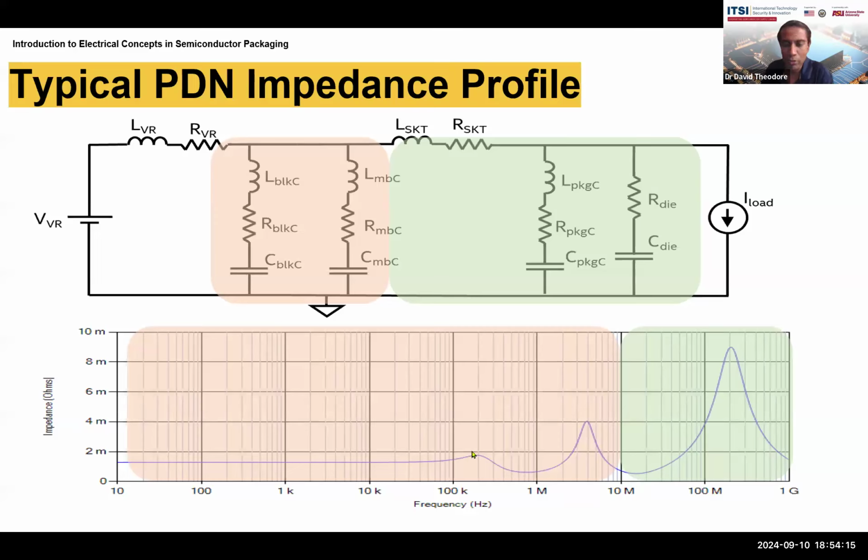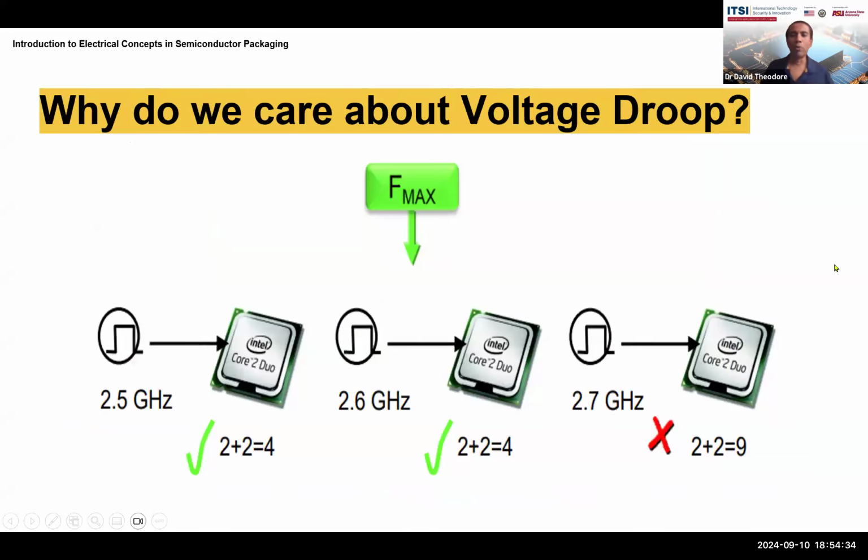We see the impedance has a resonant peak here, and the brown areas correspond to the combination of the bulk silicon and the motherboard. And then the green areas are the socket, the package, and the die. They're combined to give you this resonance. So there's a lot of work that goes into this.